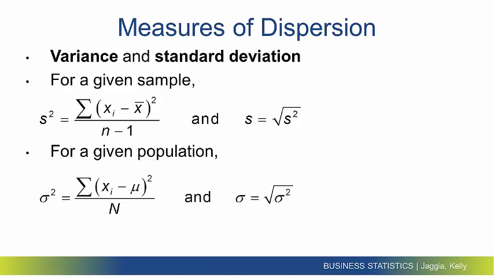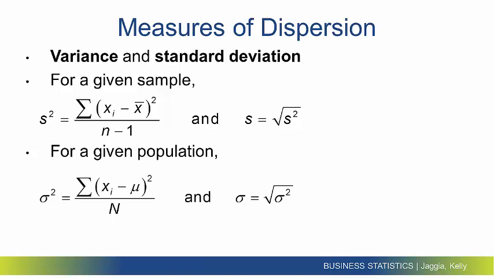For the population data, the symbol used is sigma squared for the variance and sigma for the standard deviation. As you can see, the formula is similar in that each value is subtracted from mu, the population mean, squared so that positive and negative values are not cancelled out, then added up.